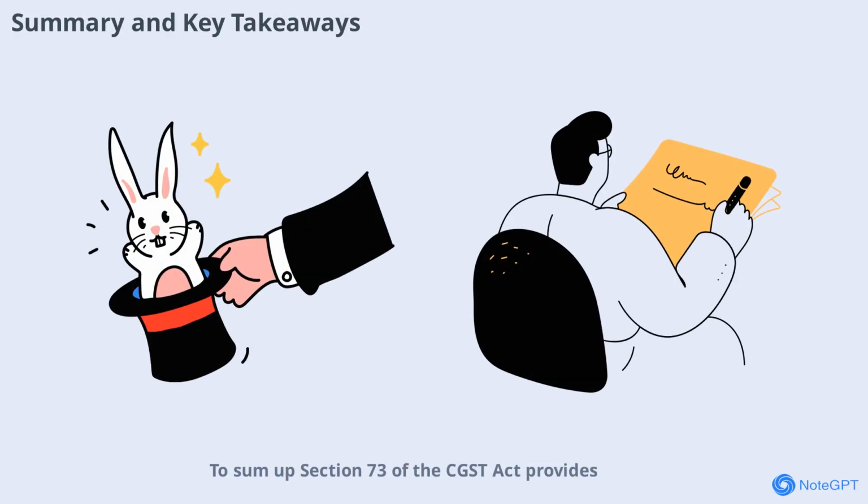To sum up: Section 73 of the GST Act provides a clear framework for addressing non-fraudulent GST discrepancies. It emphasizes timely correction, reasonable penalties, and the importance of compliance. By understanding the process, from detection and notice to payment options and penalties, businesses can better manage their tax obligations and avoid unnecessary financial risks. Staying informed and proactive is the best way to ensure smooth operations and maintain a positive relationship with tax authorities.